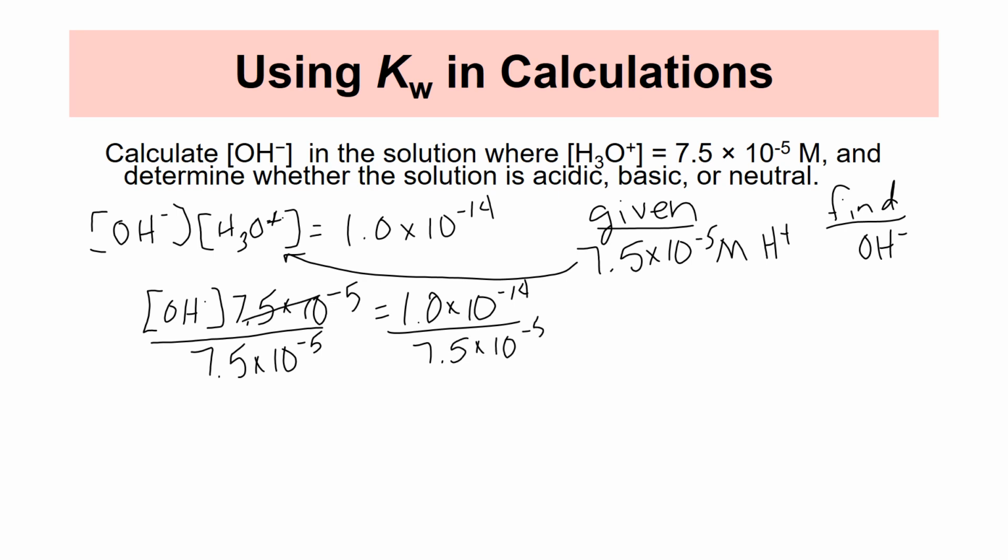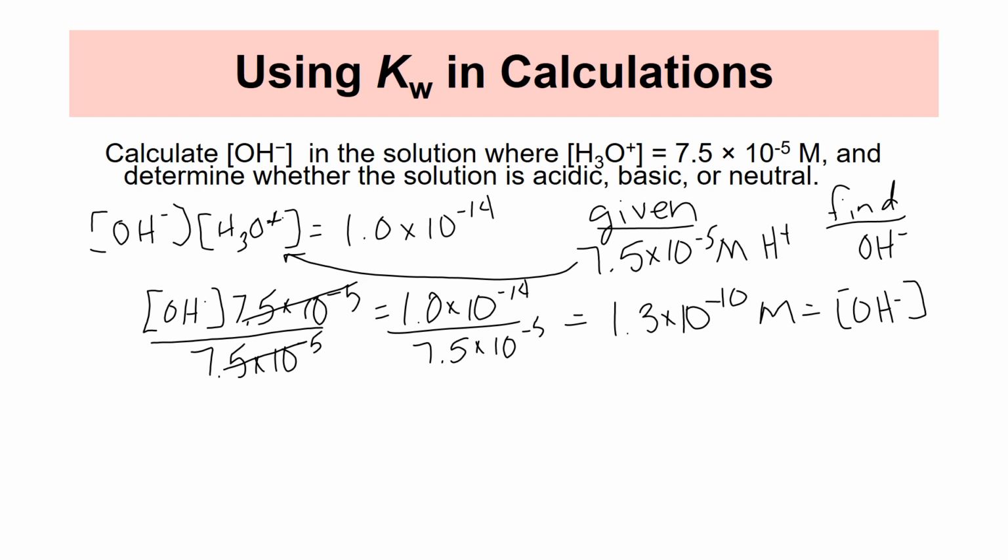And now I'm going to do that on my calculator. So I get out my calculator, and remember to use the exponent key. So 1 exponent 14 negative divided by 7.5 exponent 5 negative equals, and I get 1.3 times 10 to the minus 10. And that is going to be molar, and that's my hydroxide ion concentration. So I solved for the OH.